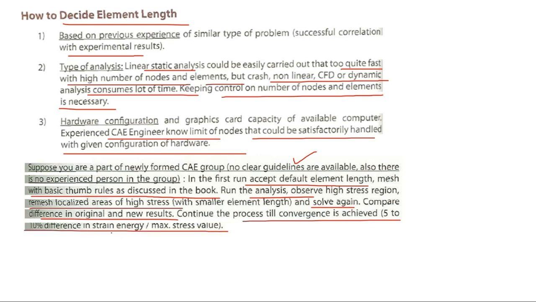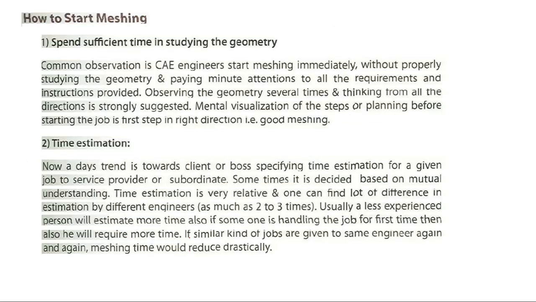Convergence means a 5 to 10 percent difference in strain energy or maximum stress value. So we can increase the number of elements in the critical region and compare with the previous result and the current result, to see how much convergence is achieved, whether we are getting almost the same result or within a 5 to 10 percent difference in maximum stress value. It should be okay. Like that, we can continue to increase the number of elements.